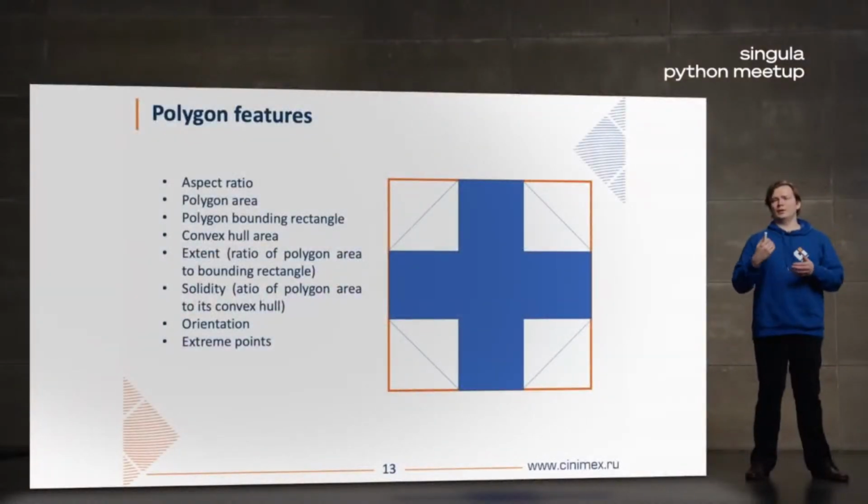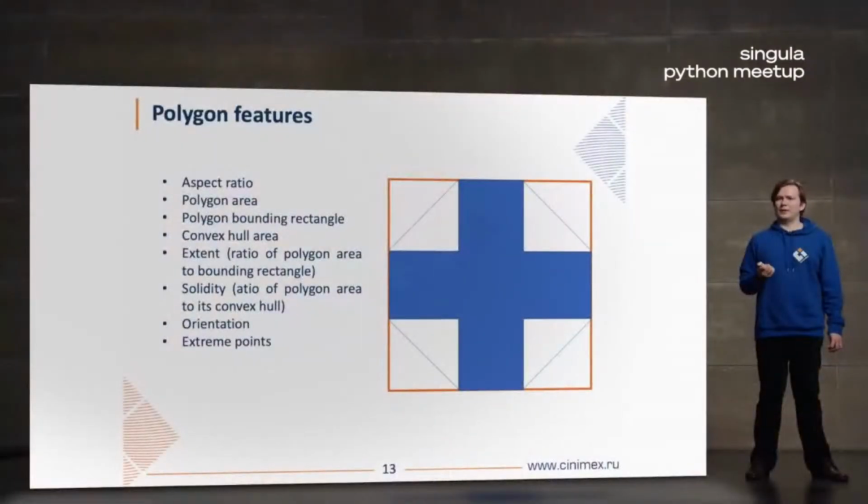So based on such areas, the area of the polygon, the area of the convex hull, the area of the bounding rectangle, you can obtain different types of features. For example, if you use the area of your polygon and the area of your convex hull and obtain the ratio between them, you can get solidity. This feature describes your polygon in terms of convexity defects.